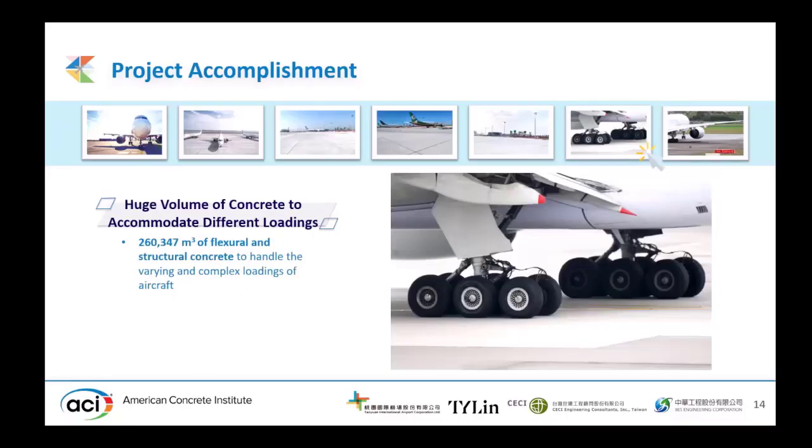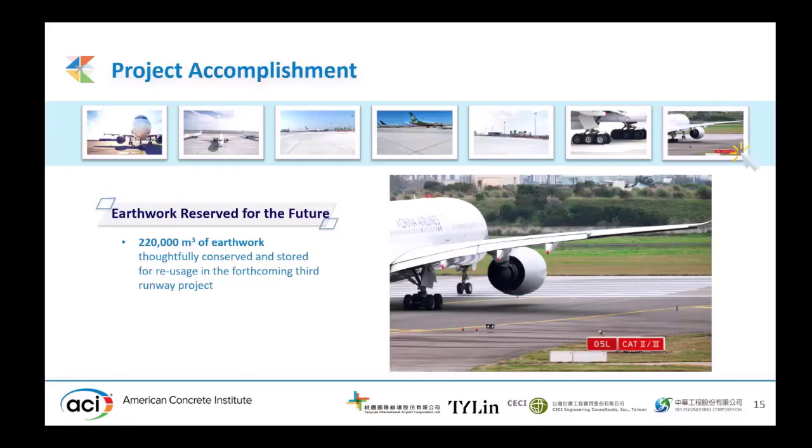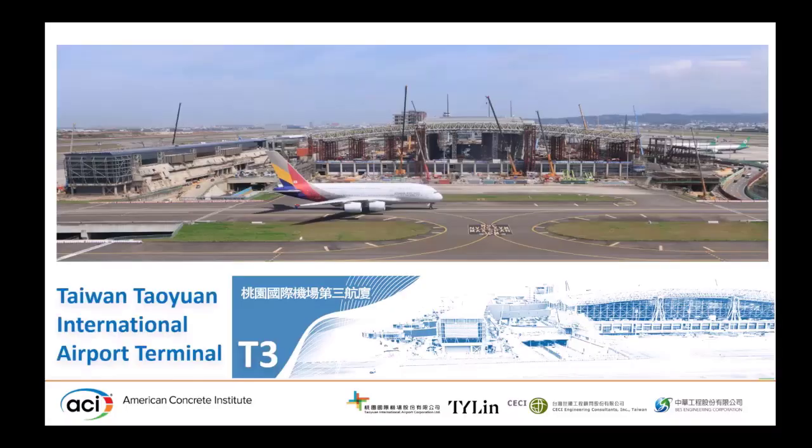Huge volume of concrete to accommodate the different loading from the different flights in the future. Because the loading is so heavy for the aircraft and only over such a small area, the loading is totally different from the vehicle. Okay, we also have 220 earthwork to reserve for the other projects, the environmental way to do it.